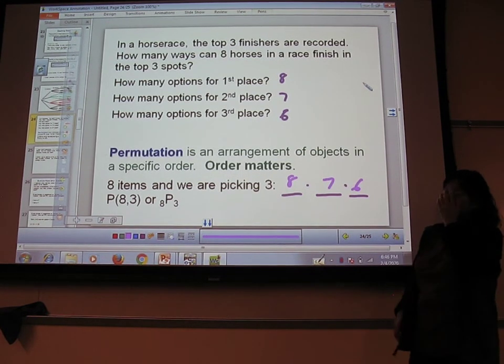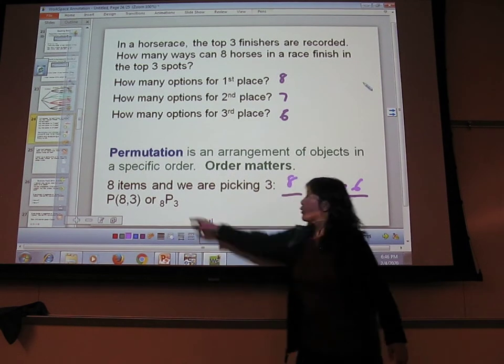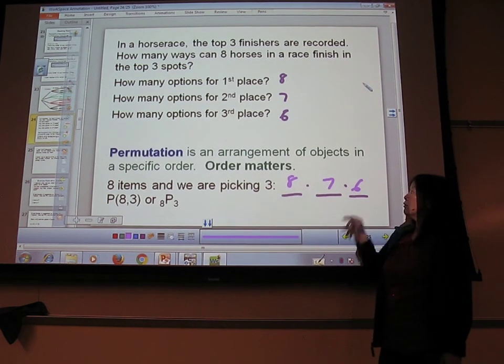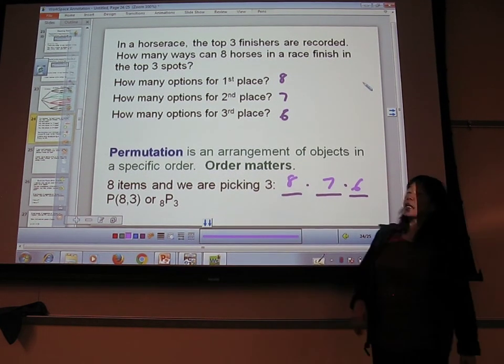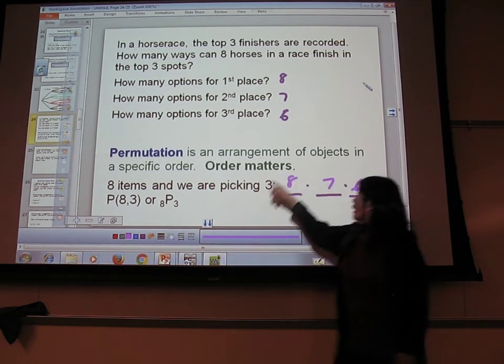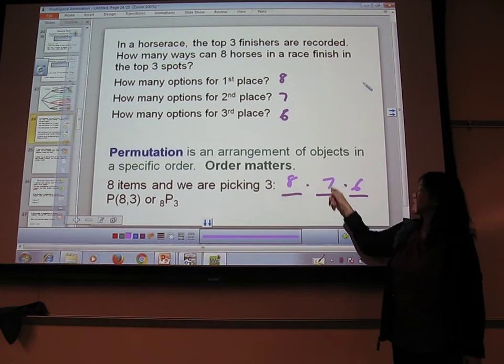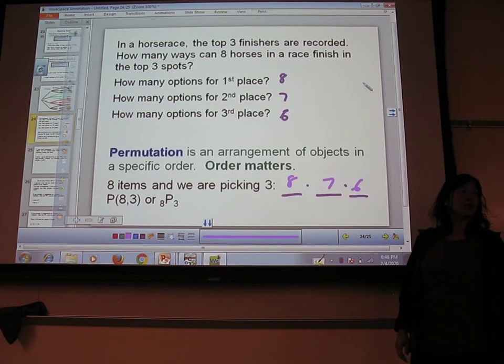So here I have 8 items. I have 3 spots, so I'm going to have 3 spots here that I'm going to multiply. I'm going to start with 8, and I'm going to go down 1 each time. 8, then 7, then 6. Does that make sense? There's a whole long complicated formula, but I don't think the formula makes sense intuitively. You should be able to figure it out just from logic. Memorizing formulas is the worst thing in the world.